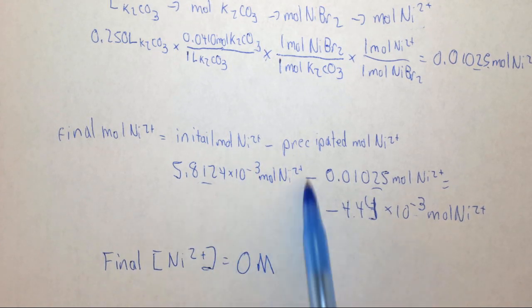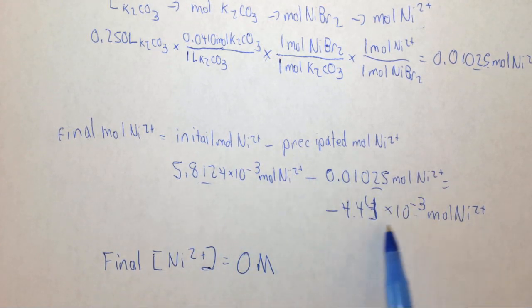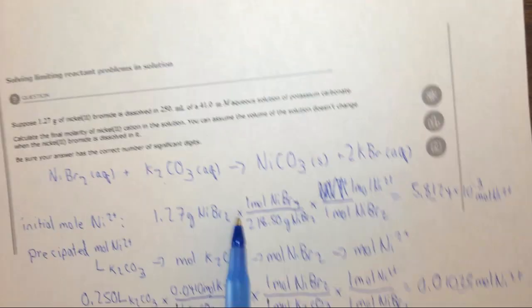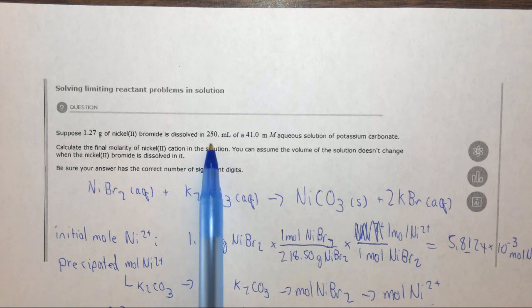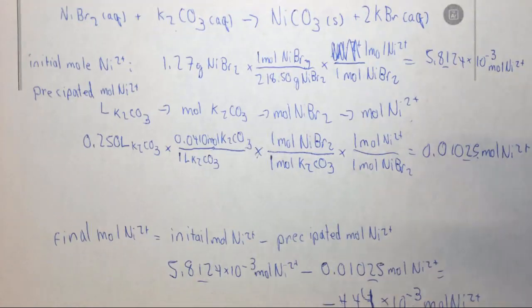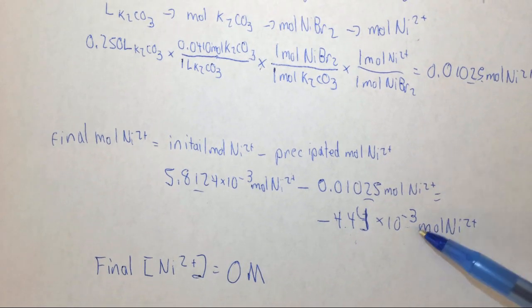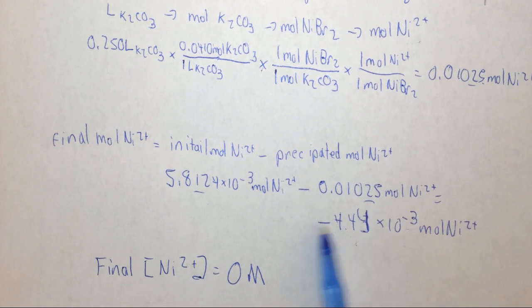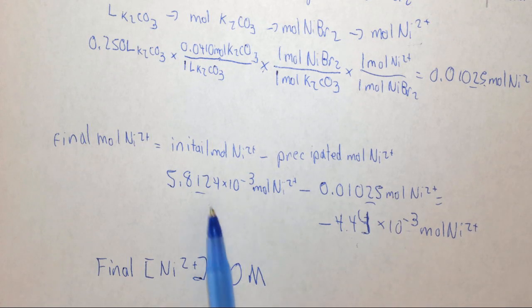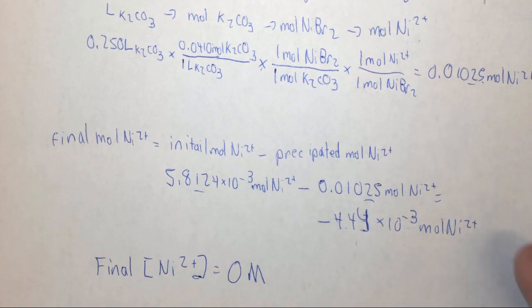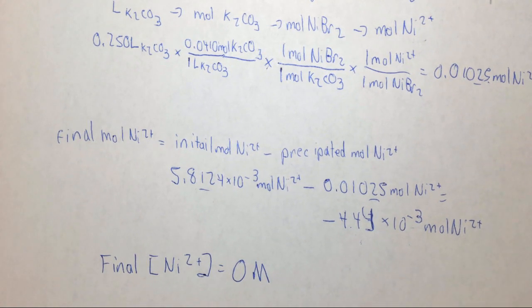However, if there were more moles initially than there were finally, and you subtracted these and you got a positive number, then you would simply take that number of moles, divide by the total volume of solution, in this case 0.25 liters, and find the molarity. And in some examples, you will have to do this. But in this particular example, you actually have more precipitated than there was present. Said another way, Ni2 plus is the limiting reagent in this particular example.